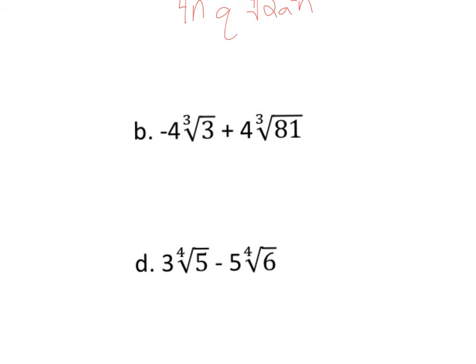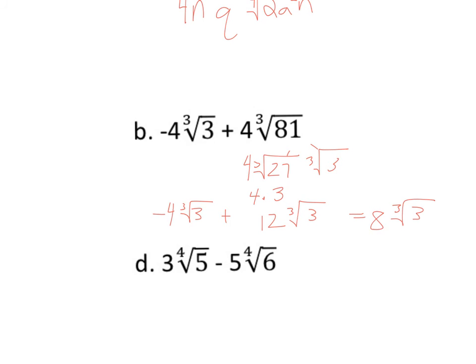Now these do not have the same radical part, but anytime you're dealing with radicals, you always have to check to see if you can simplify. 3 is not divisible by any perfect cubes, but 81 is. It's divisible by 27. It's 27 times 3. And so we're going to rewrite that, break that down into its two factors. The cube root of 27 is 3, so we have 4 times 3, which is 12 cube root of 3. And then we have negative 4 cube root of 3. So negative 4 plus 12 is 8 cube root of 3.